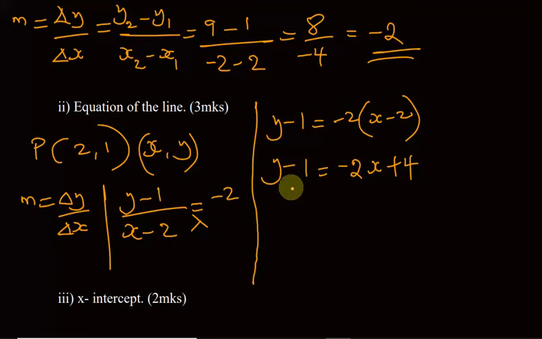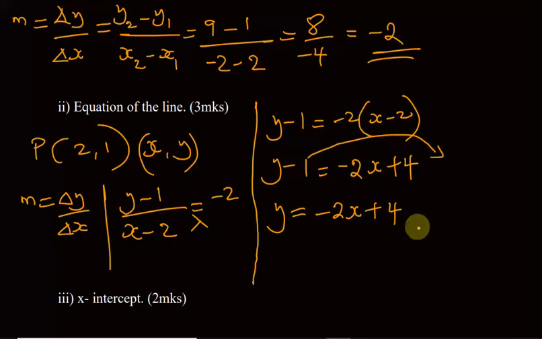That way. Now y must be alone in standard form. It will be y equals negative 2x plus 4. When 1 comes to the other side, it becomes plus 1. Therefore, the final equation is y equals negative 2x plus 5. That is the equation.